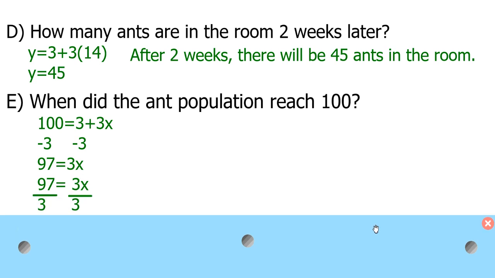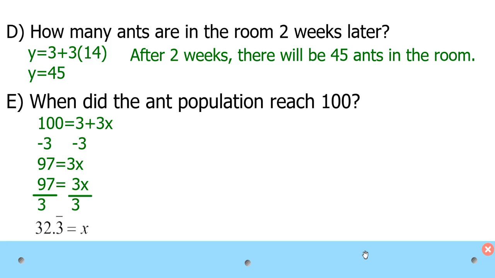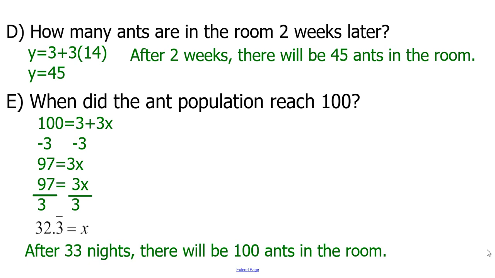So we could tell on the left-hand side that's not going to be an integer. So if you're using your calculator, you probably saw something like 32.3 repeating. Otherwise, that's 32 and 1/3. And we have to stop and say, okay, well, what did that x, that explanatory variable, represent again? That was the number of nights, or the number of days that had passed. And we can't really have the 0.3, so we're going to go up to the next increment. So we're going to say after about 33 nights, there should be 100 ants in the room.